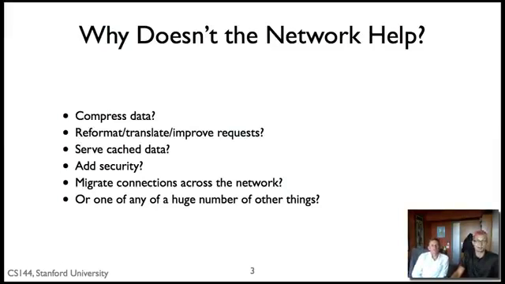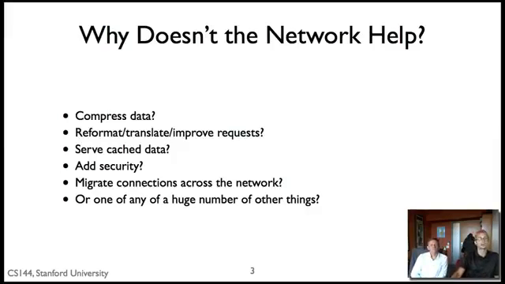network could automatically compress data, reducing the capacity needed and therefore increasing the throughput of the application. It could reformat or translate or improve requests. If it realizes that you're requesting an HTML document in an inefficient way, it could reformat the request for you so that you get a better response. Rather than give you the data from the other computer, if it has a cache closer to you, it could just give you the cache data.